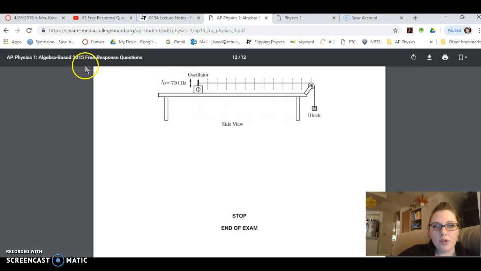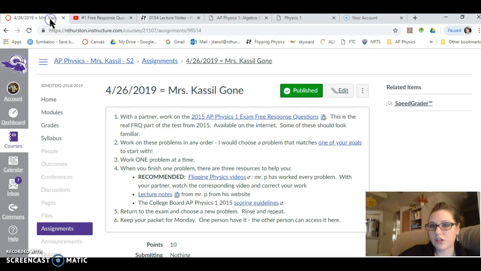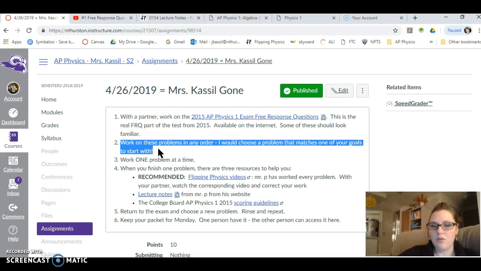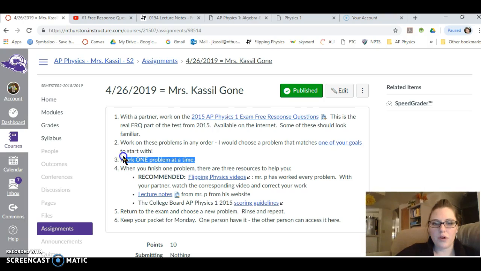What I would highly recommend, and this is what's in your instructions on Canvas, is do one question at a time. Start with literally just one in any order. Work on that one with your partner together on the same paper. And then when you finish, check your work. And there's 3 resources that are available to help you.